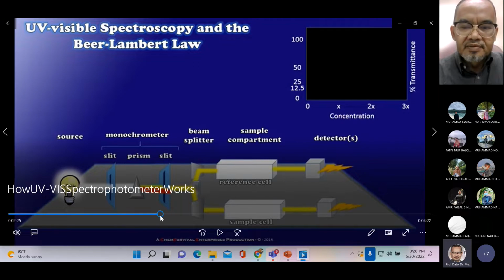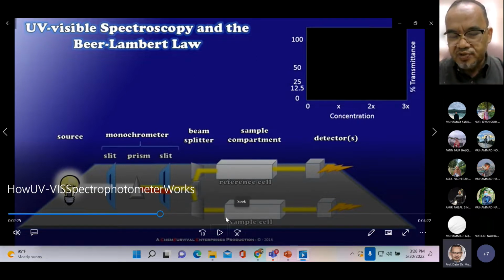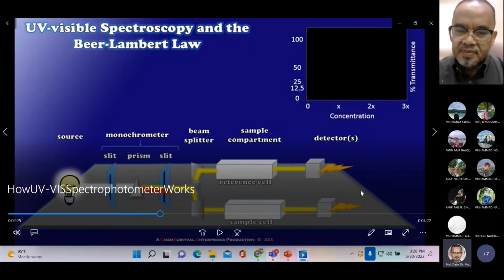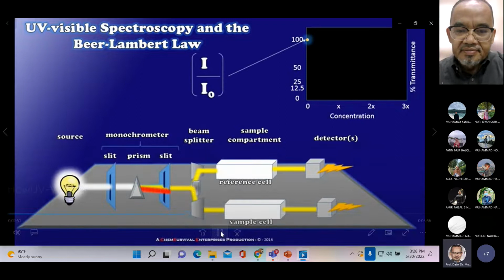Alright. Okay, mungkin satu lagi. Nampak tak anda kat sini? Pada peringkat awal, we are putting solvent, and then sample pun kita letak solvent juga. And then we notice that the intensity of light that comes out from the detector is more or less the same intensity, isn't it? Slightly the same. But once we increase the concentration. Kejap, dia buka ni. 100% transmittance.